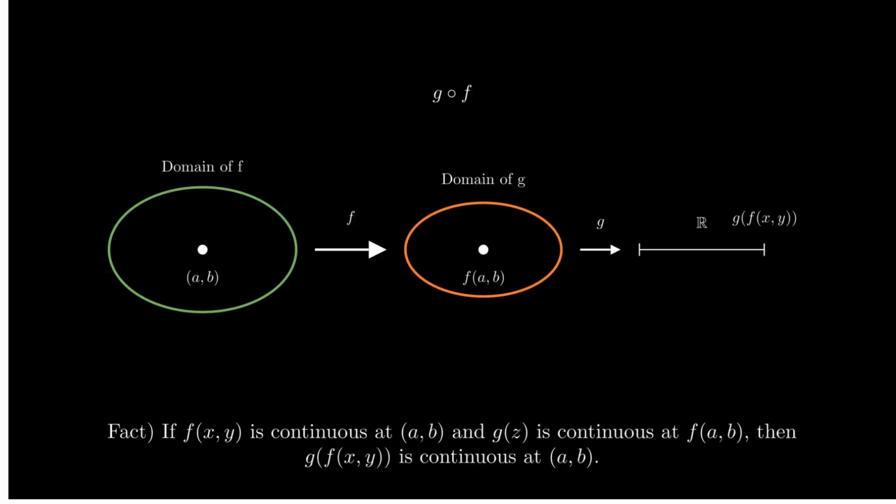If both f and g are continuous at their respective points, then the composition, written as g(f(x, y)), is also continuous at (a, b).